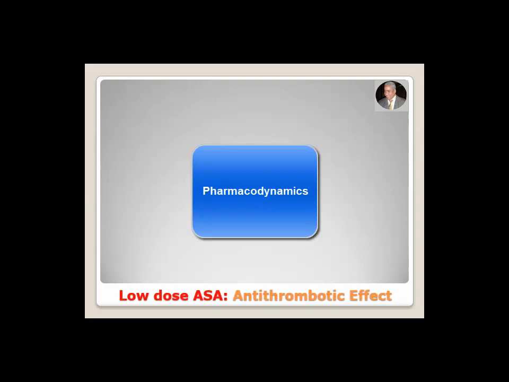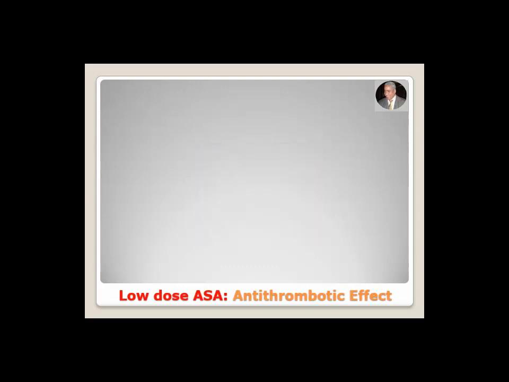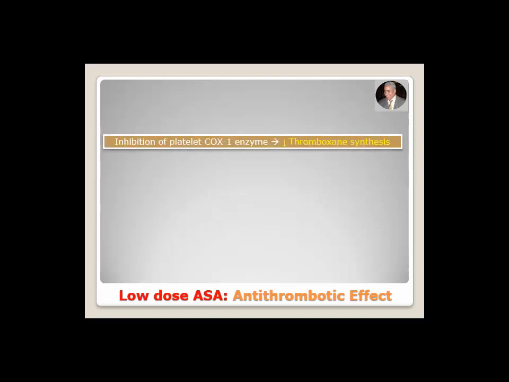Low-dose acetyl salicylic acid acts only as an antithrombotic. Why? At very low dose, aspirin inhibits the platelet COX-1 enzyme, thus it inhibits thromboxane synthesis. But still, why does it not inhibit other COX enzymes at this very low dose?